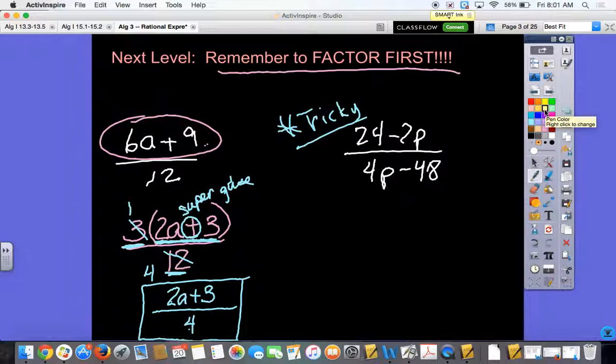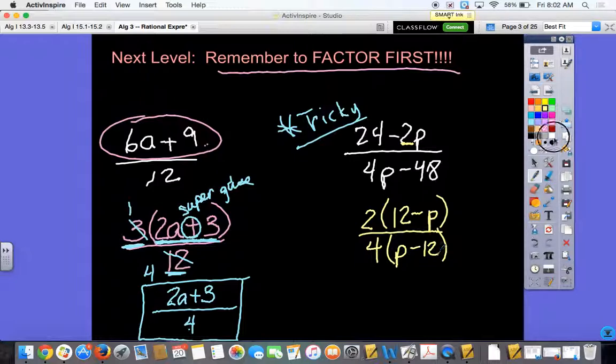Okay, when you come over here to this next practice problem, it's a little different. It's got a trick in it that you need to make note of. 24 minus 2p. The only thing common is a 2. That gives me 12 minus p. All I did was divide my numbers by 2. Now come down to the bottom, you got 4 and 48. Well, 4 is common. 4 divided by 4 is 1. 48 divided by 4 is 12. Now, do you see what I see? Look at your binomials.